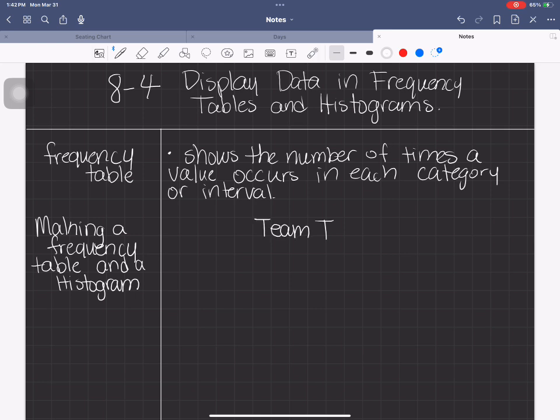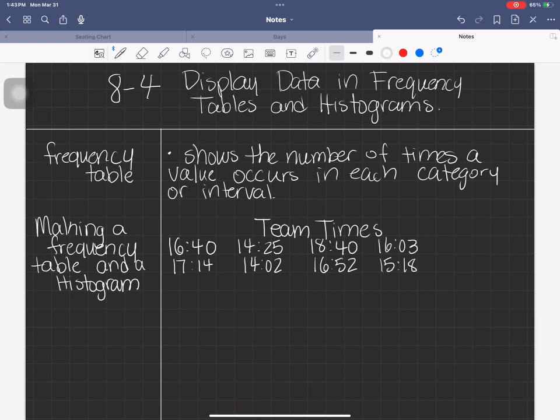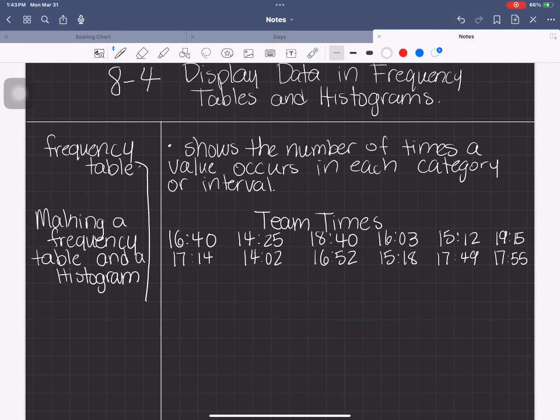So let's say Coach Hernandez is timing several students for a 2-mile run. Here are what Coach Hernandez wrote. I have some students who did it in 16 minutes 40 seconds. I see another one 15 minutes and 12 seconds, and so on. Hopefully you understand this so far. Now, this is not the frequency table. This is our data.